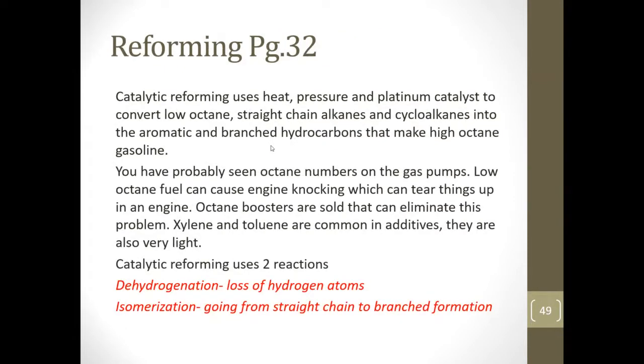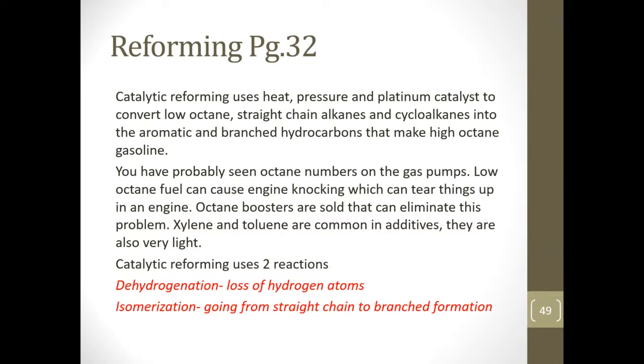Reforming uses heat, pressure, and a platinum catalyst to convert low octane straight chain alkanes and cycloalkanes into the aromatic and branched hydrocarbons that make high octane gasoline. This is way out there, but it is what it does. So you've probably seen octane numbers on the gas pumps. Low octane fuel can cause engine knocking and can destroy your engine. Octane boosters are products that are sold that can eliminate this problem. Xylene and toluene are both good examples of cycloalkanes. Actually, cycloalkenes are common types of octane boosters, and they are very, very light.